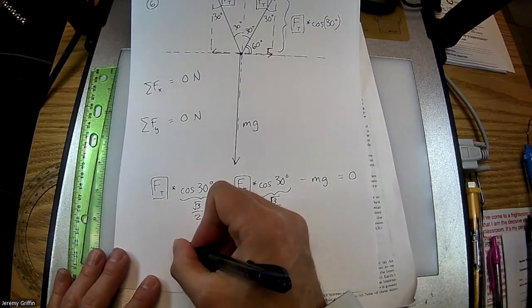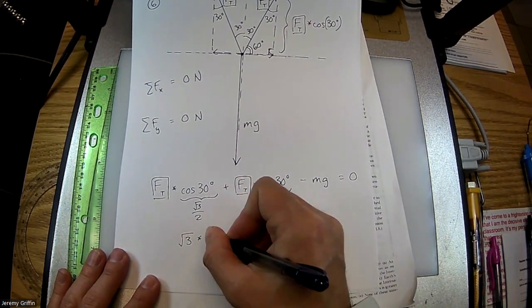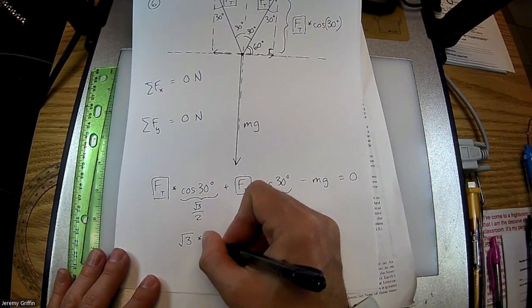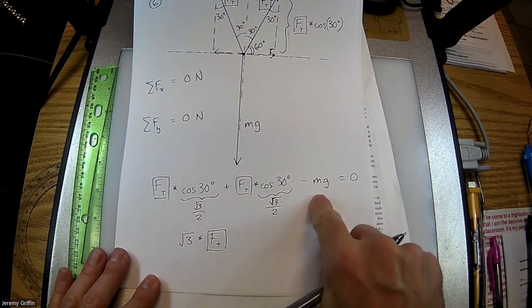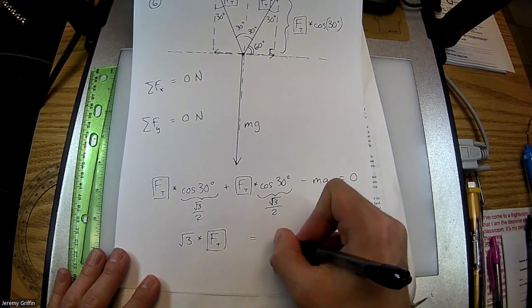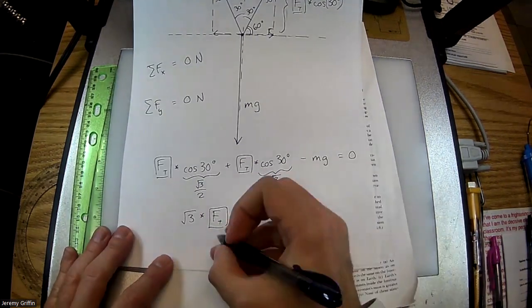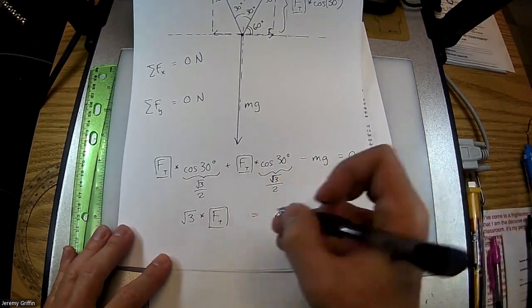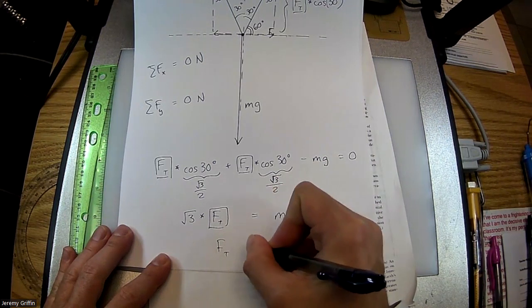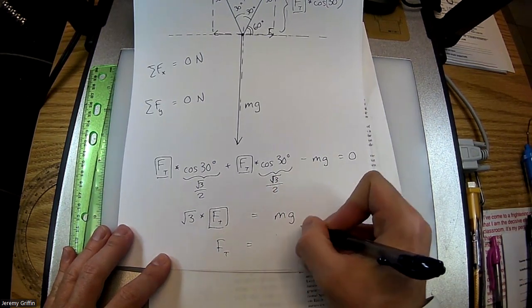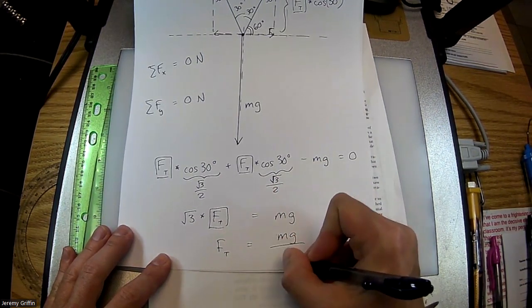So that's going to be like the square root of 3 times the tension force. I could add the mg, which is equal to the weight. We do it like that, right? So, well, I guess we got the answer in terms of variables, right? The tension force is just going to be the weight divided by the square root of 3.